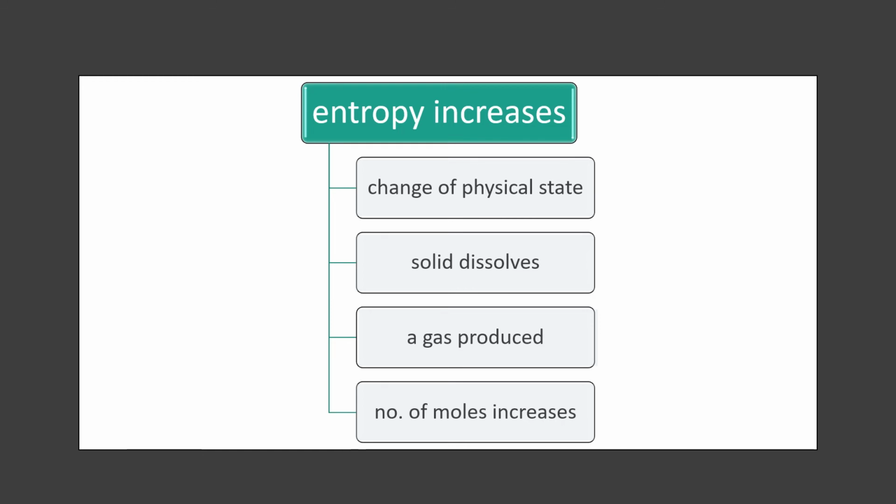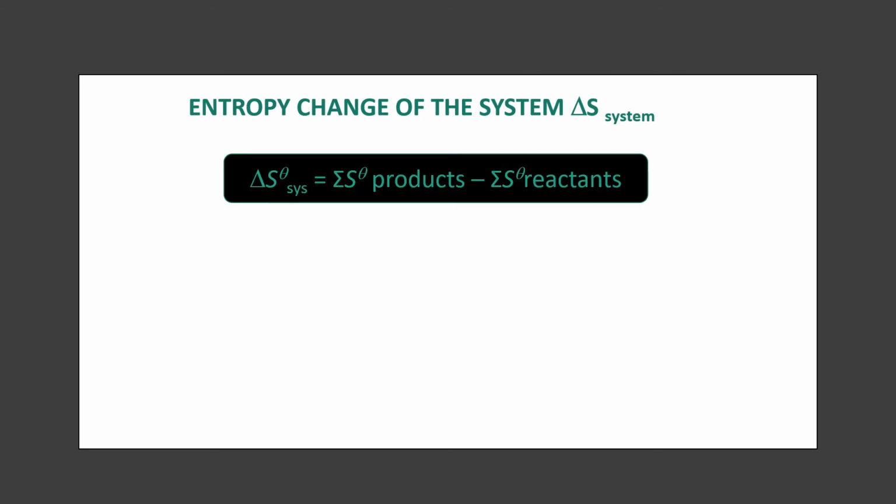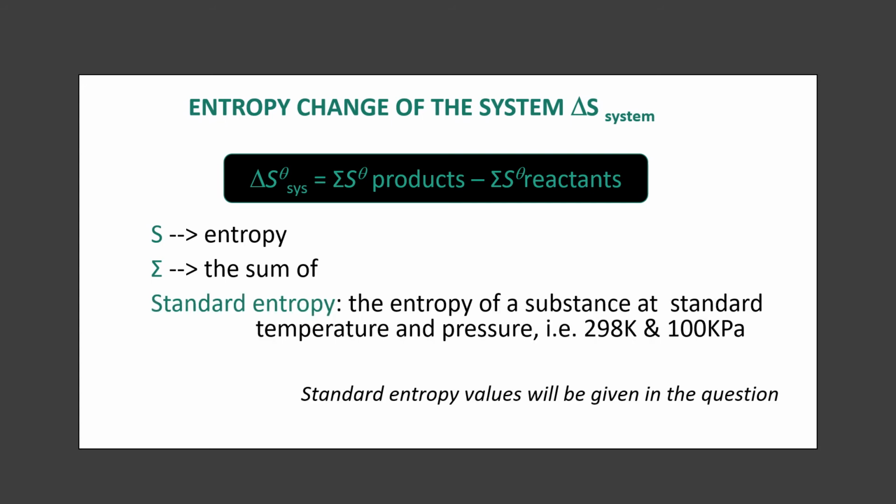This is where we will see the first calculations. Right. To calculate entropy change of the system, this is the expression we are going to use. Delta S system is equal to the sum of the molar entropies of the products minus that of the reactants. The S represents entropy and the sigma symbol represents the sum of, or you will be adding up the values.